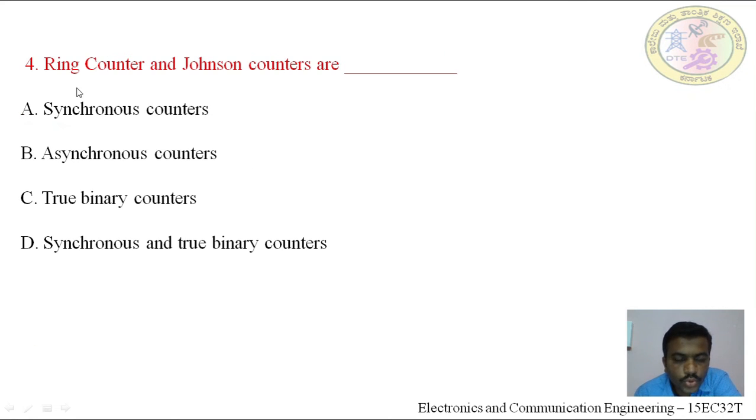Fourth question, ring counter and Johnson counters are, options are A, synchronous counters, B, asynchronous counters, C, true binary counters, D, synchronous and true binary counters. We know that the ring counter and Johnson counters are the synchronous counters. The answer for this question is A, synchronous counters.